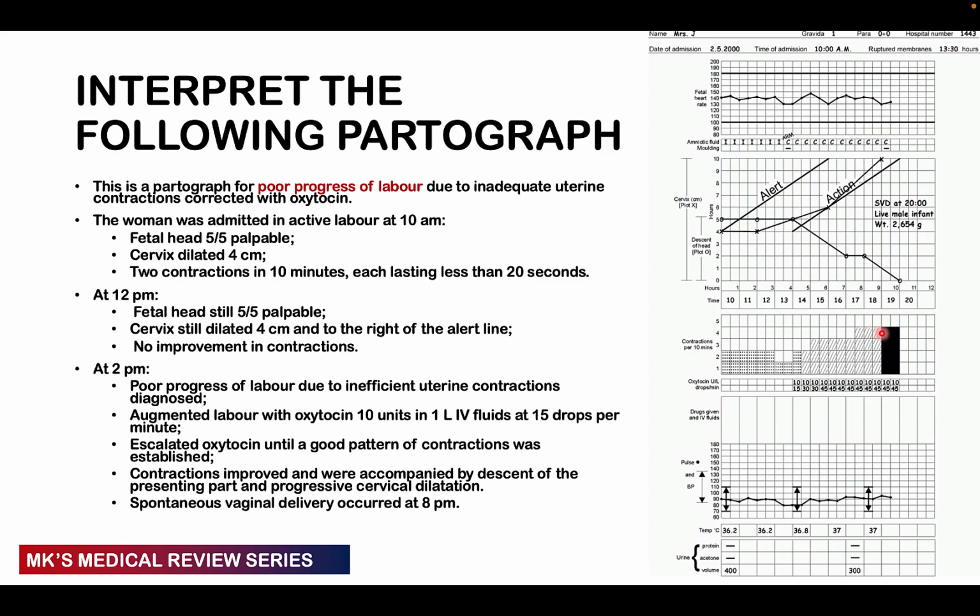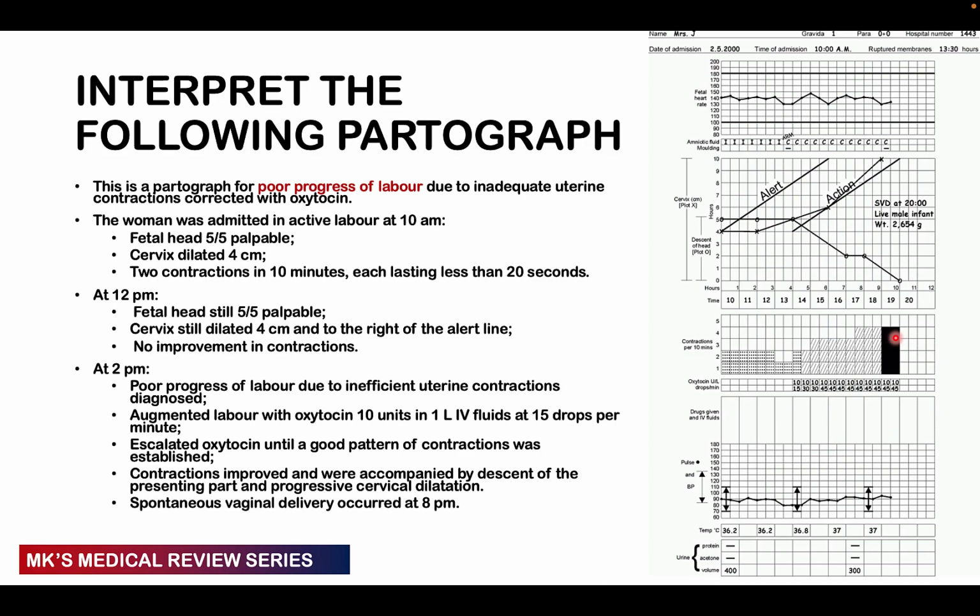And in the last around 18 hours, actually 19 hours, there were about 4 strong contractions that we saw. So as we have also noted, this was really poor progress of labor because of the inefficient uterine contractions.